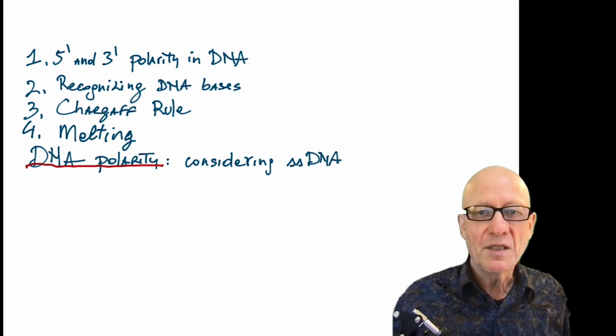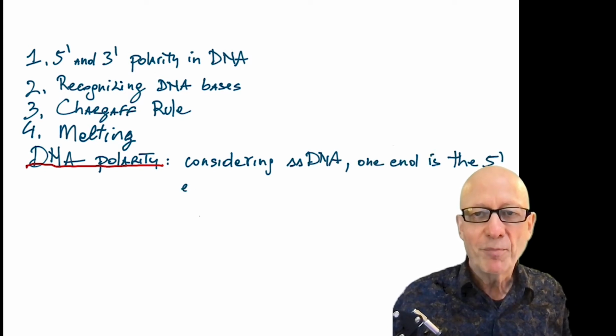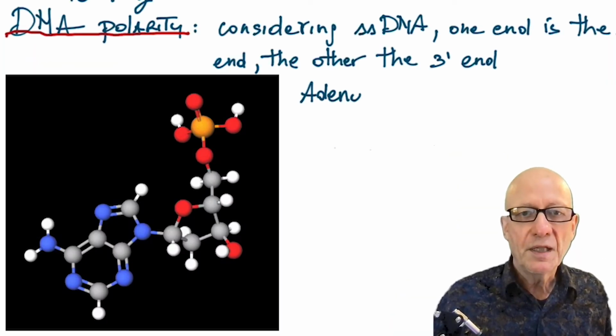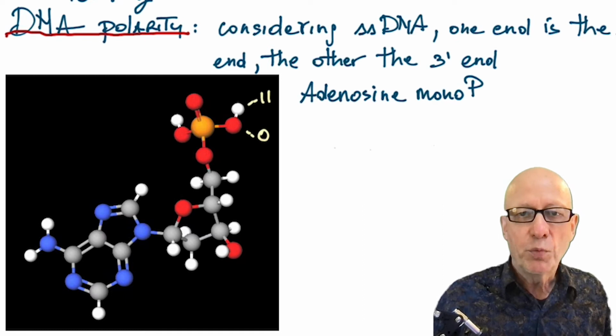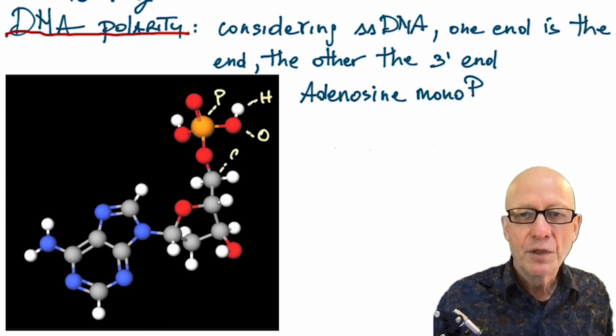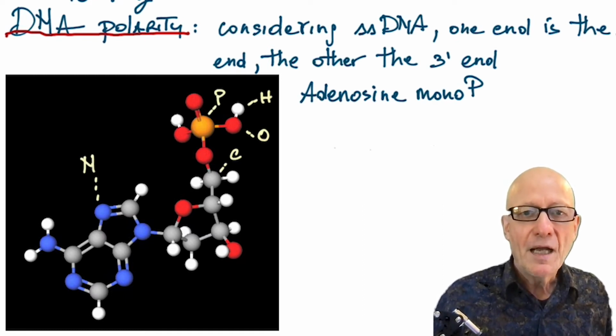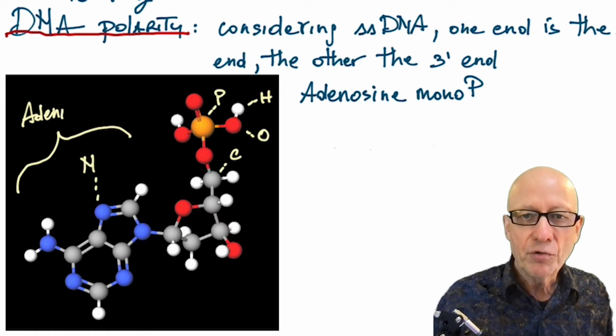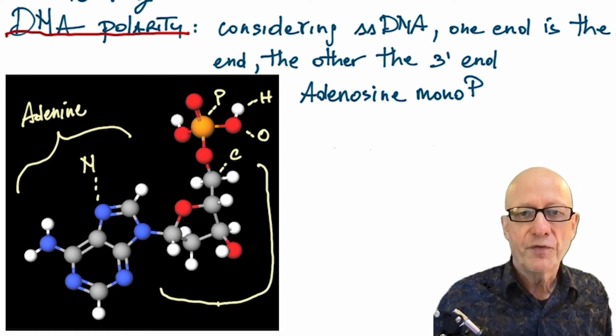Considering single-stranded DNA, one end is the 5' end, the other is the 3' end. The meaning of this nomenclature is shown using adenosine monophosphate. In this 3D model, the oxygen atom is red, hydrogen is white, phosphate is orange, carbon is gray, and nitrogen is blue. The largest group is adenine, the nitrogenous base. The next largest group is sugar deoxyribose, to which is attached the phosphate.